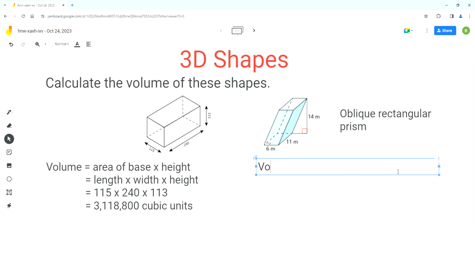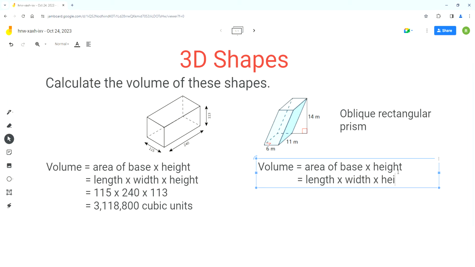So the formula is volume equals area of base times height. Now the base here is a rectangle whose length is 6 meters and width is 11 meters. So we know that base is a rectangle and the formula for area of a rectangle is length times width, and we keep the height.